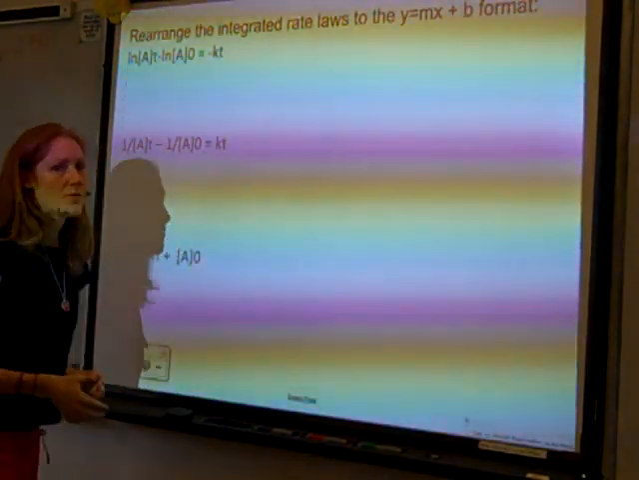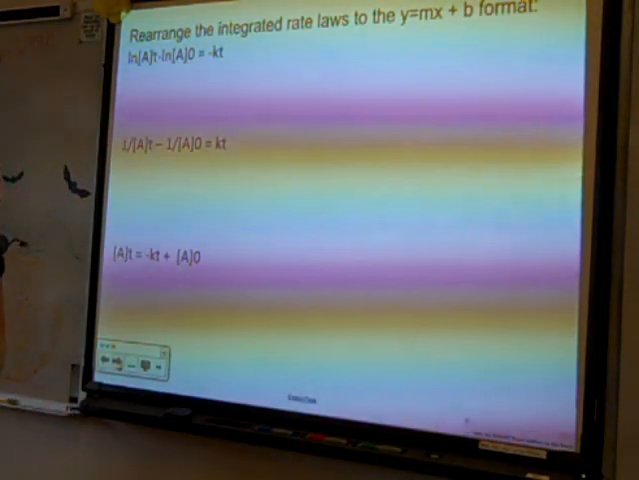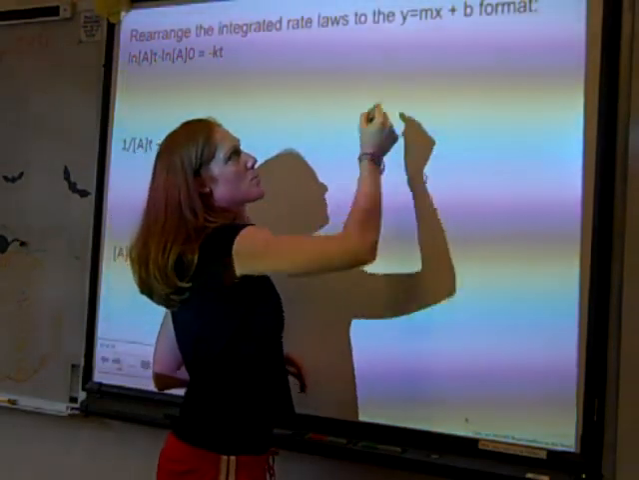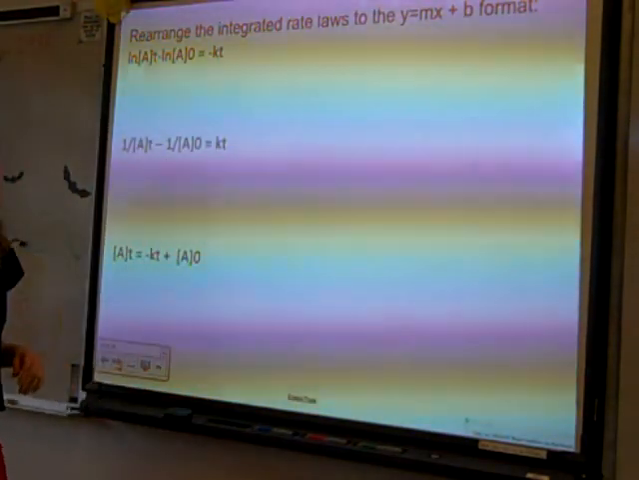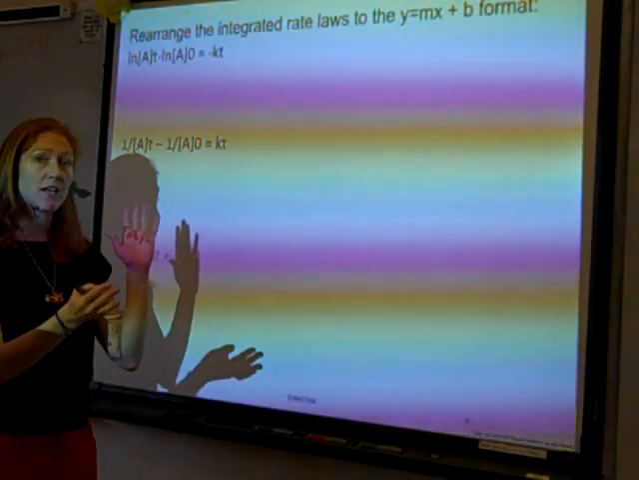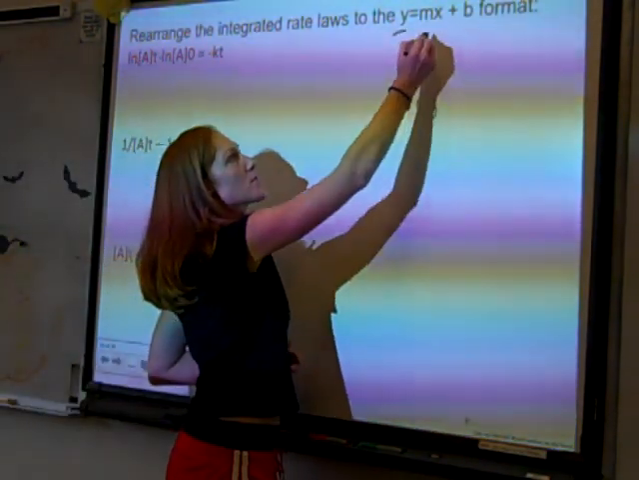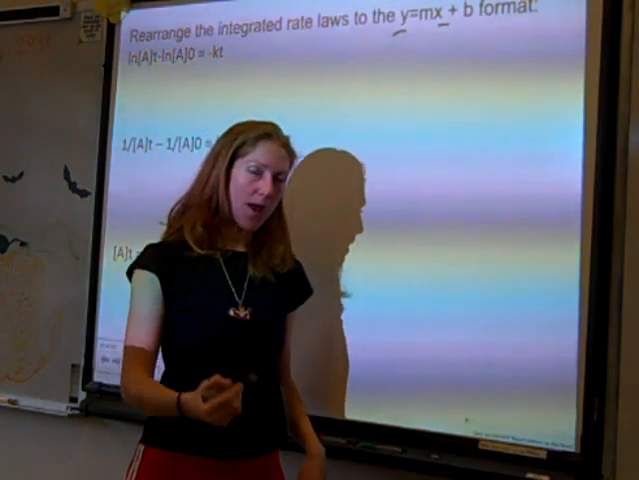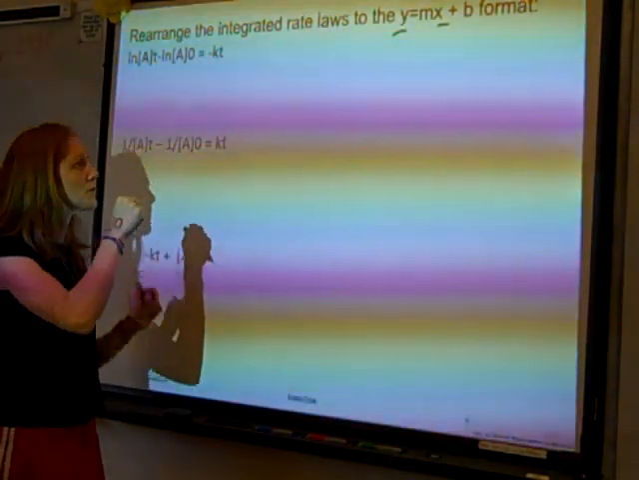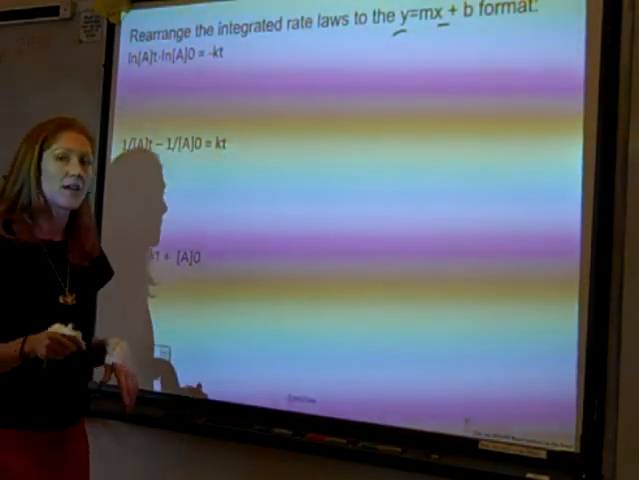The other way that the integrated rate laws can be used is they can all be rearranged into the y equals mx plus b format, or a linear equation. So if you rearrange it to represent a straight line, you'll know what your x is going to be, what your y is going to be, and that'll tell you what versus what you can plot for first order or second order or zero order and get a straight line.